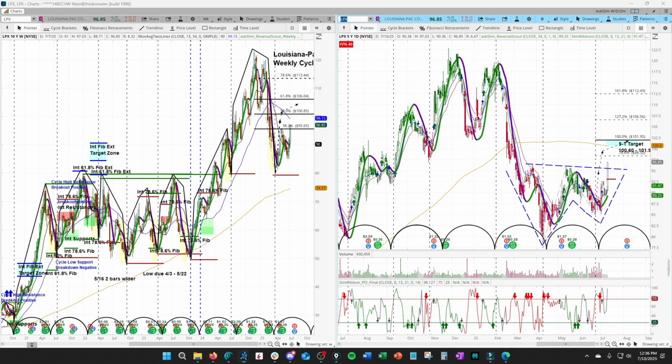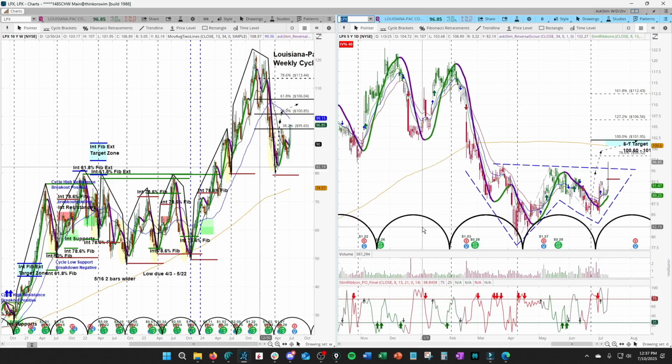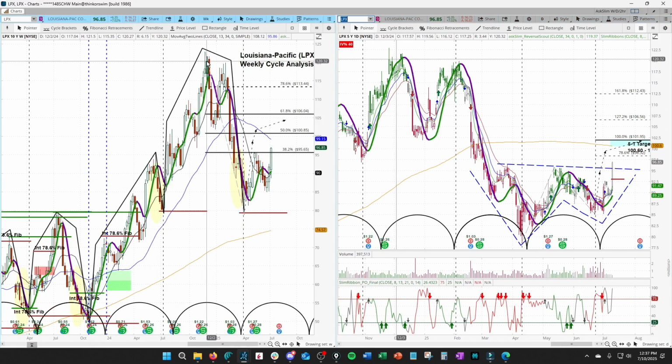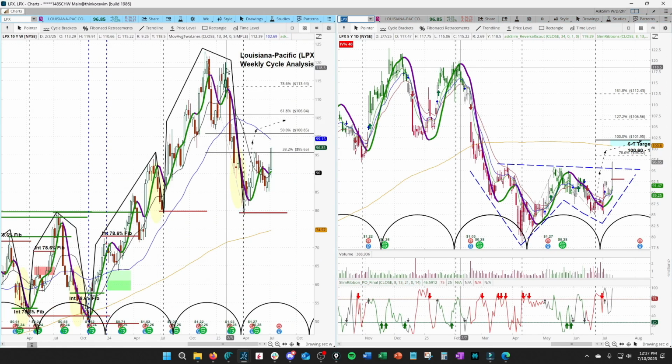Look at this high in LPX. What happened here? It made a lower high. And then what happened after that? Zoom in. Where were we on the weekly? We were in that rising mode. We saw a sell-off. We saw this form the lower high.